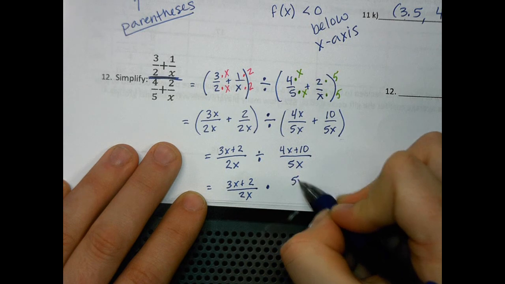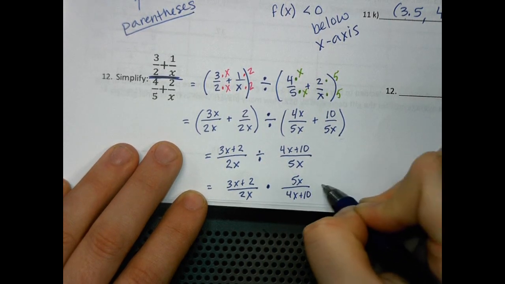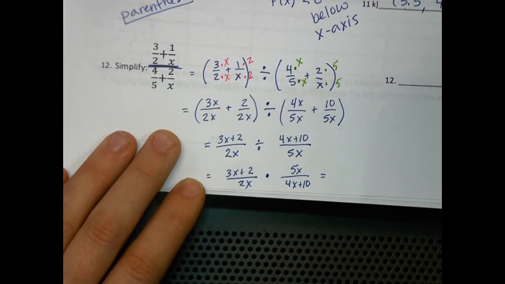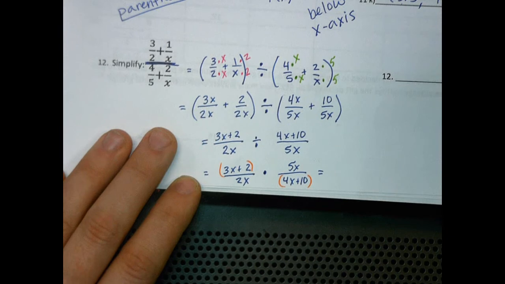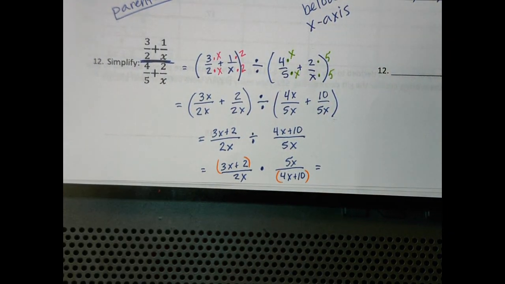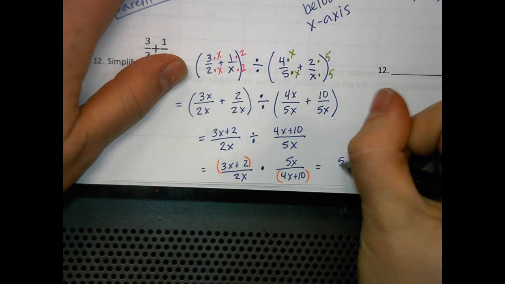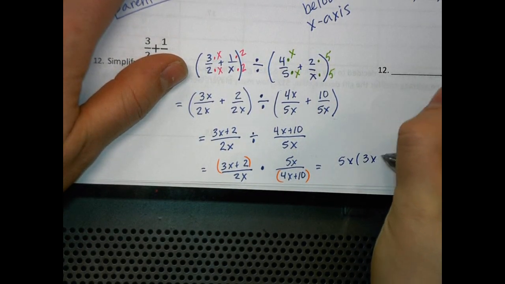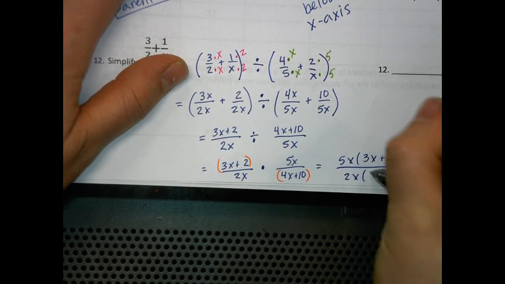Very good. Multiply by the reciprocal. I'm going to multiply these straight across. So I'm going to put each of my polynomials inside parentheses. Because when you multiply a polynomial times a monomial, where does the monomial usually go? In front. So I have 5x times (3x plus 2) over 2x times (4x plus 10).